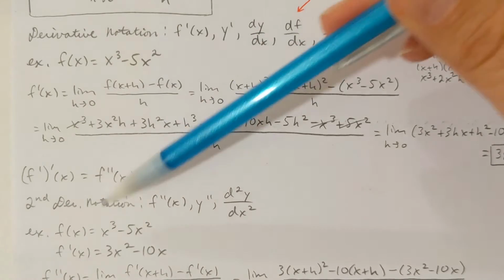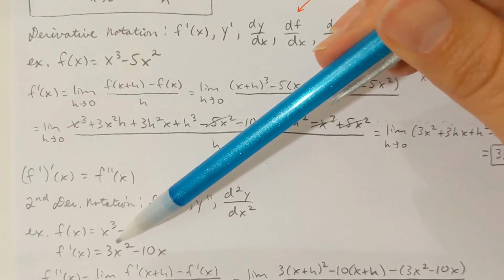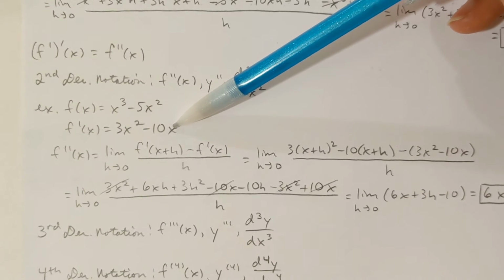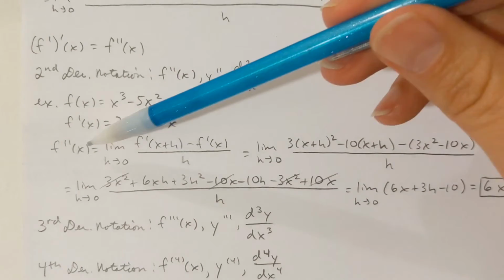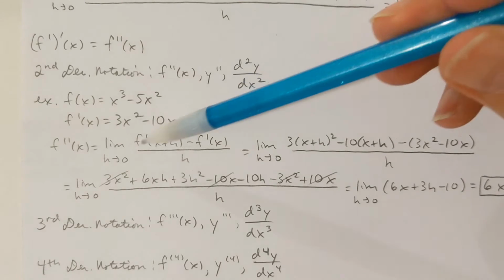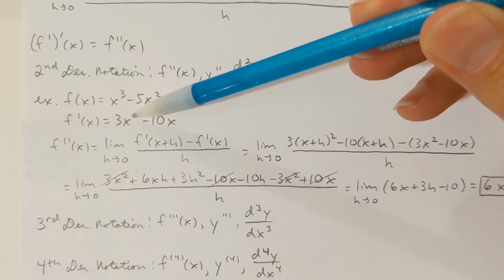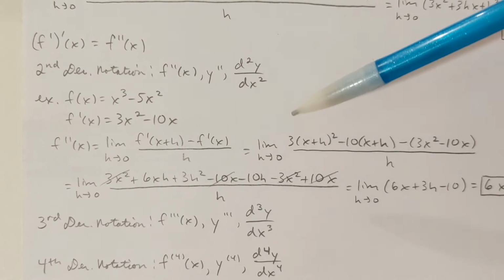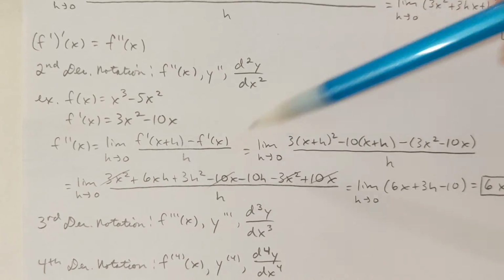So I had f of x, like in my last example here, I had f of x equal x cubed minus 5x squared. The derivative, we just calculated right here, that was 3x squared minus 10x. Now what if I want to find the derivative of f prime of x? Well, that'd be the second derivative, right? F double prime of x. Well, I'm going to still use the limit definition there, the limit as h approaches 0 of the difference quotient. Now here's the thing. I'm differentiating the first derivative, so I want to make sure I'm using f prime notation here in the difference quotient. I want f prime of x plus h minus f prime of x all over h.